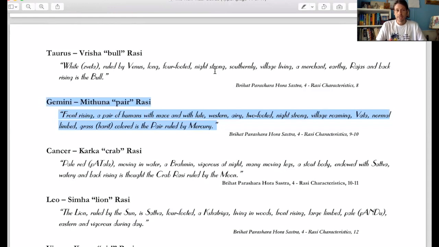It's Vata, as I explained earlier. Normal limb, just a normal bodied sign. Not tall like Taurus or big like Aries. And then grass colored is the pair ruled by Mercury. So grass colored sounds like it's saying green, but I actually find Gemini relating to light blue really well.